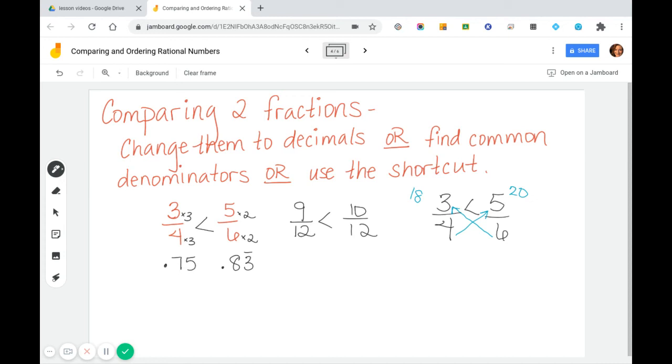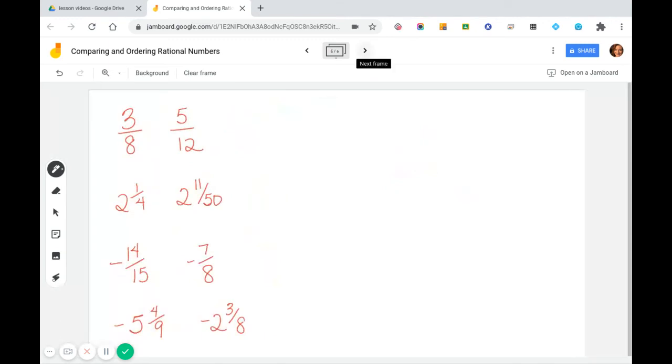So all three methods lead me to the same answer. 3/4 is less than 5/6. Let's do some more of those. 3/8 and 5/12. Again, on this one, I'll show you all three ways. Past that, I'm going to stick with the shortcut, but you can continue to do whatever you like the best.